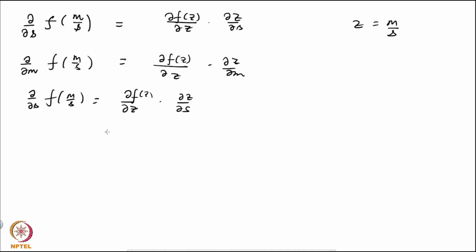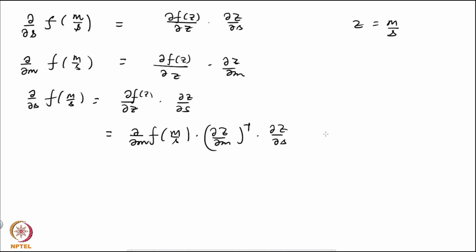Okay, this is the same equation I have written, which is, I can write this del f over del z as, I will just take this thing and multiply with the inverse of del z over del m on both sides. That gives you del f over del z, and I will just substitute it here. So you get del over del m of f of m over s times del z over del m inverse times del z over del s.